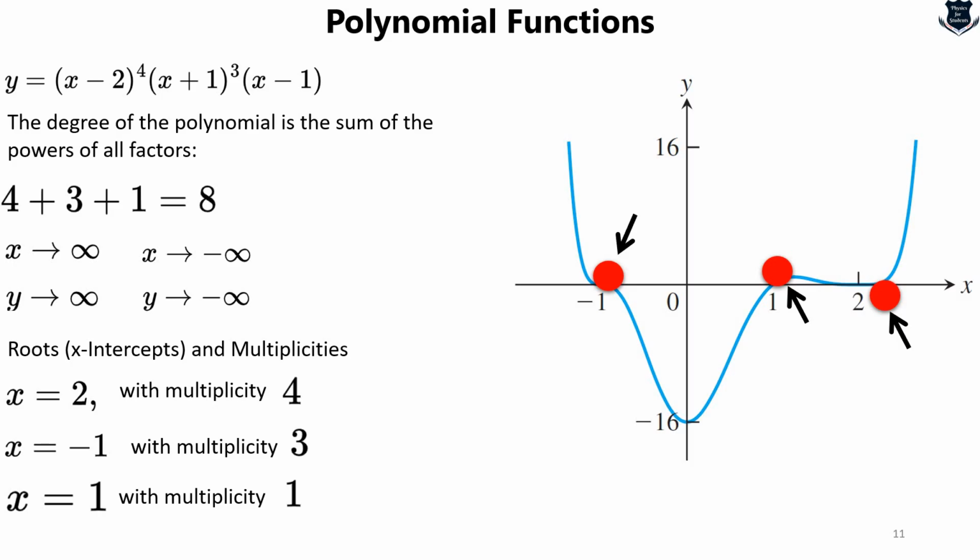So what we get is that if x is equal to 2, multiplicity of 4, the graph touches the x-axis at x equals 2 and turns around without crossing it, even multiplicity. X equals minus 1, multiplicity 3, the graph crosses the x-axis at x equals minus 1, with a flattening effect near the root. Why? Because of odd multiplicity greater than 1. And the last one, x equals 1 with multiplicity 1, the graph crosses the x-axis at 1 and makes a sharp turn. That is, it has an odd multiplicity.